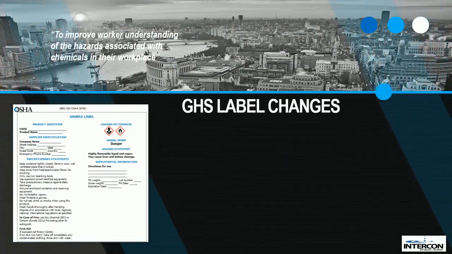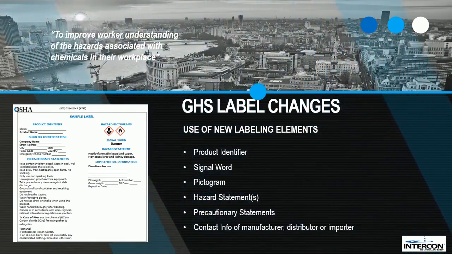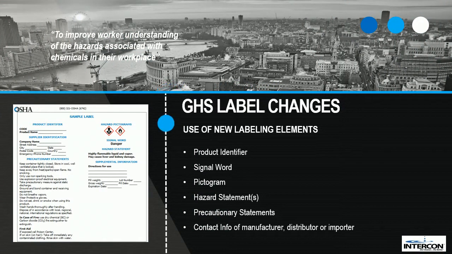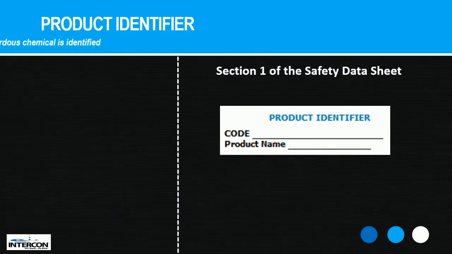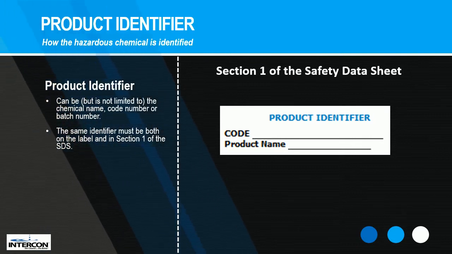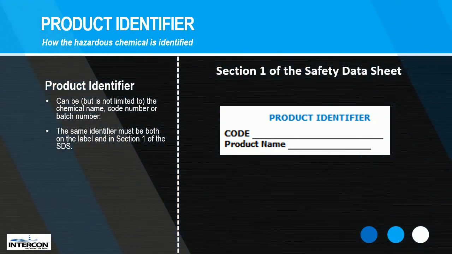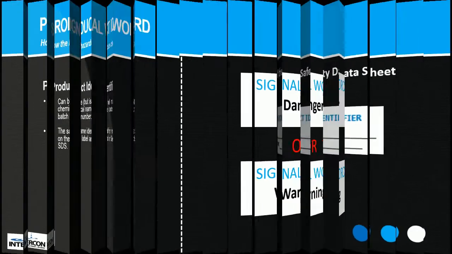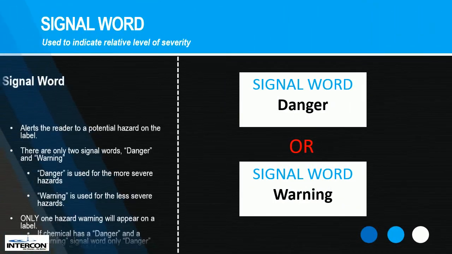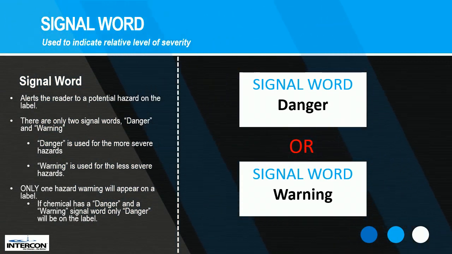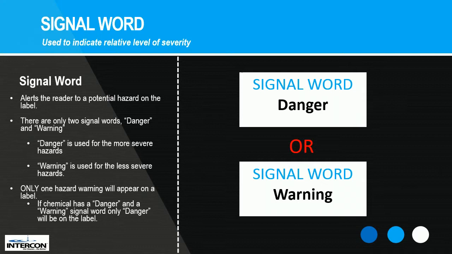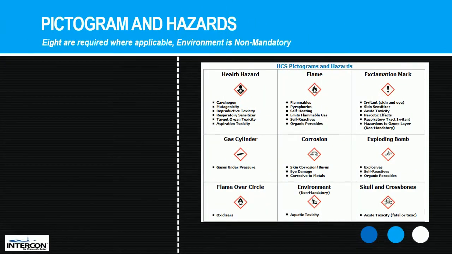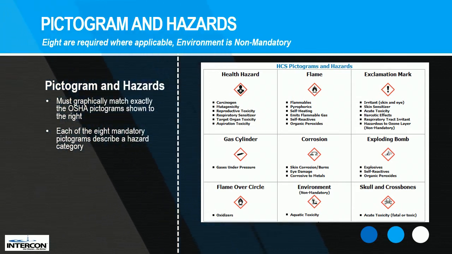The 6 new labeling elements include product identifier, signal word, pictogram, hazard statement or statements, precautionary statements, and contact info of the manufacturer, distributor, or importer. Product identifier: how the chemical is identified. Signal word: danger or warning. Eight required HCS pictograms and hazards describe a hazard category.